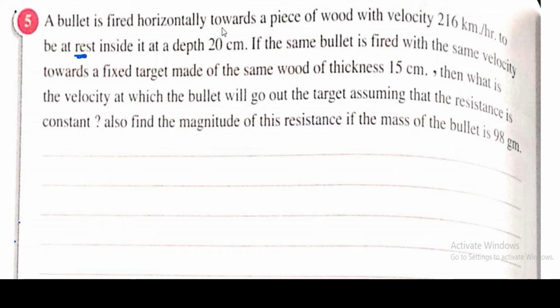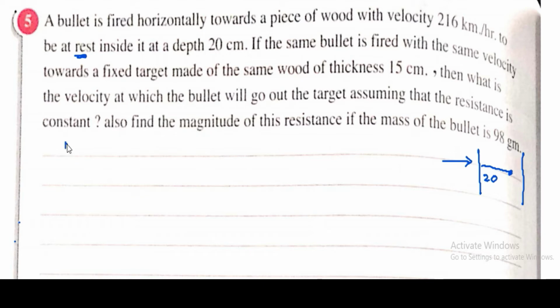A bullet is fired horizontally towards a piece of wood with velocity 216 km per hour to be at rest inside it at depth 20 cm. If the same bullet is fired with the same velocity towards a fixed target made of the same wood of thickness 15 cm, what is the velocity at which the bullet will get out of the target, assuming that the resistance is constant? So we have a target, the bullet fired on it and becomes at rest after 20 cm inside it.